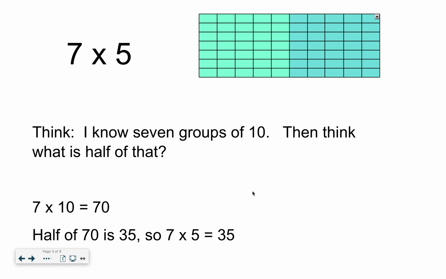So 70 split in half, if I don't know that off the top of my head, I'm going to think, well, what tens number do I know split in half? And that would be 60 for me. So 60 split in half is 30. So I've used 60 of it. I know that there's 10 left. Half of 10 is 5. 30 plus 5 is 35.